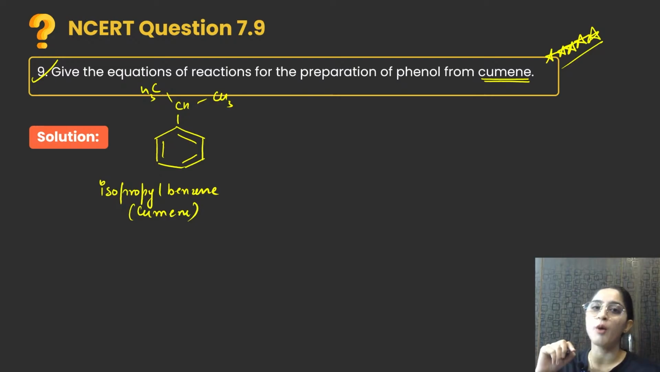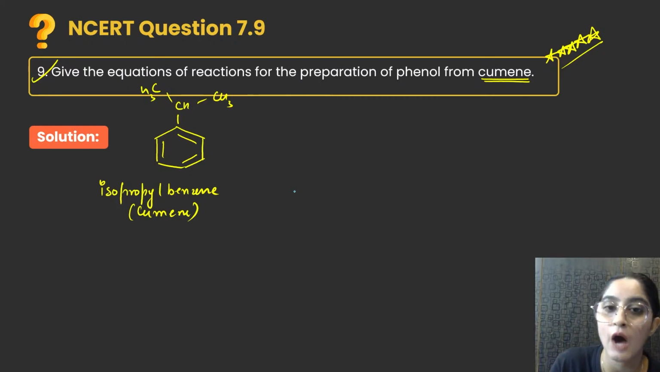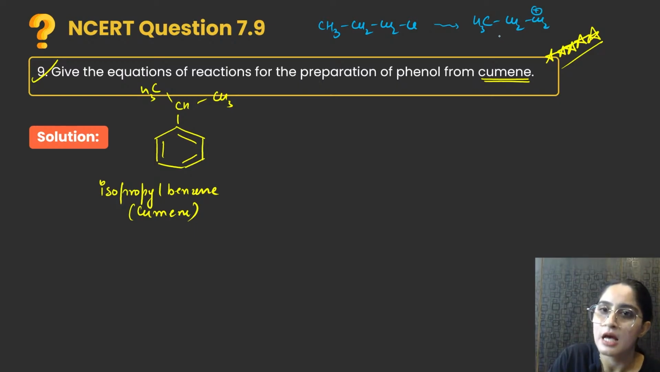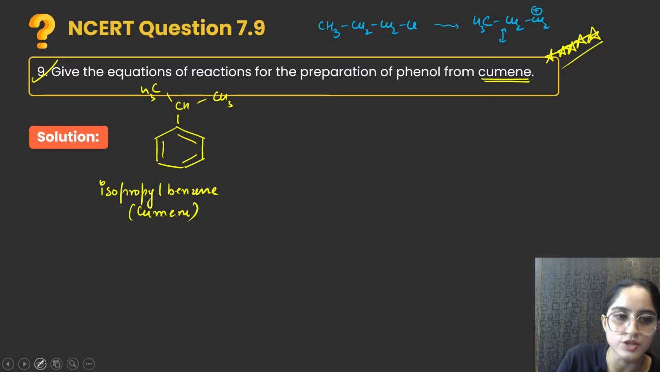This cumene is formed by Friedel-Crafts alkylation. How is it formed, beta? If on benzene you add CH3, CH2, CH2, Cl, it will give a carbocation like this, CH3, CH2, CH2 positive. Then, beta, there will be rearrangement.